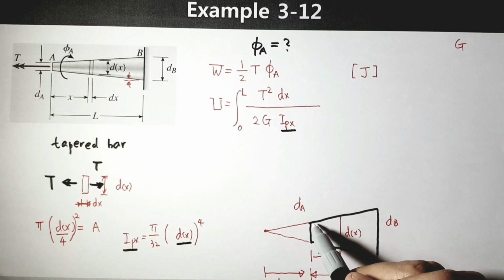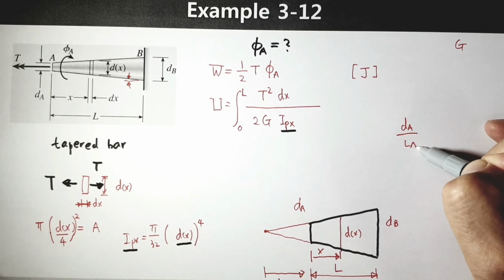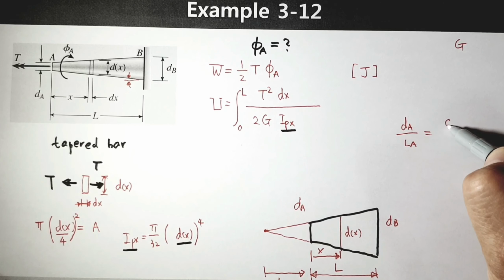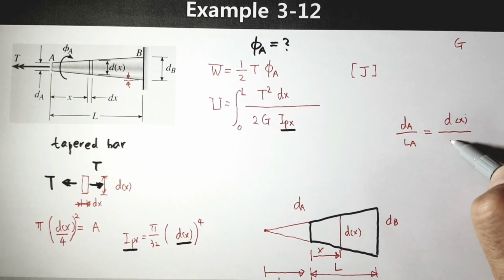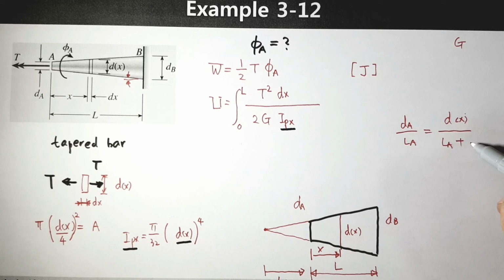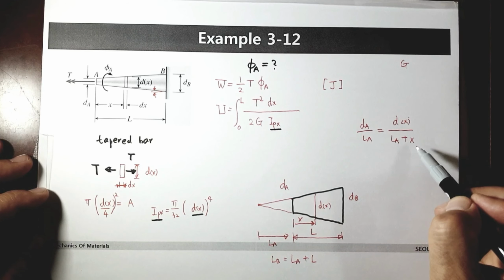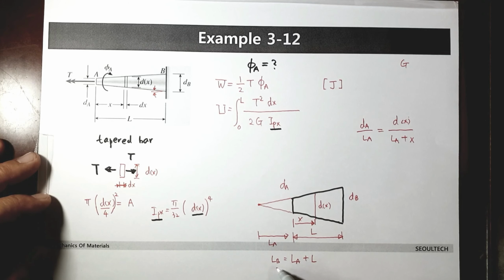Okay, let's consider this one: dA over LA equals what? When you consider this triangle and this triangle, then dx over LA plus this distance, which is x. By applying similarity relationships, we can have this kind of equation. And the trouble is here, we must eliminate LA. How can we eliminate the LA value? Of course, LA and LB have this kind of relationship.